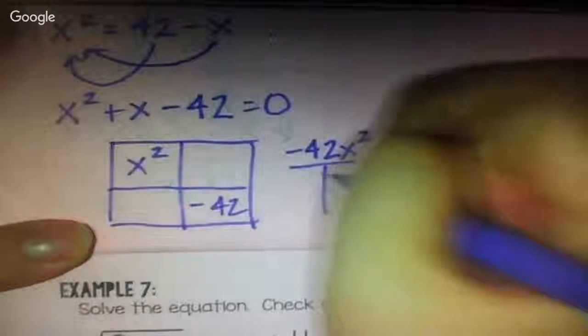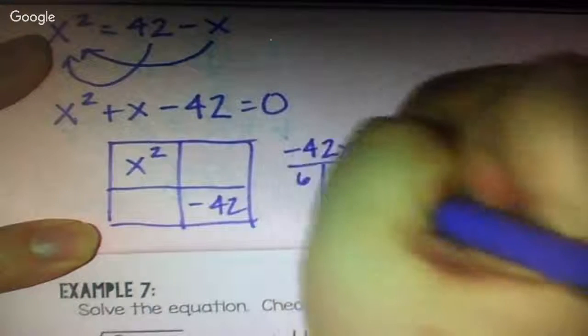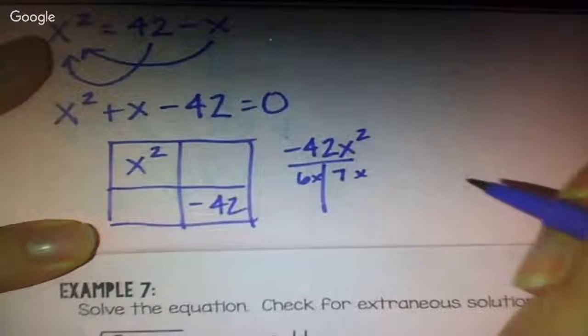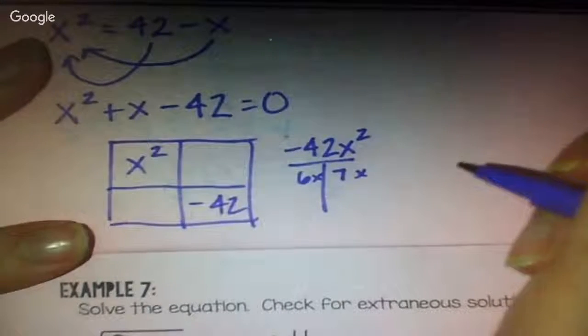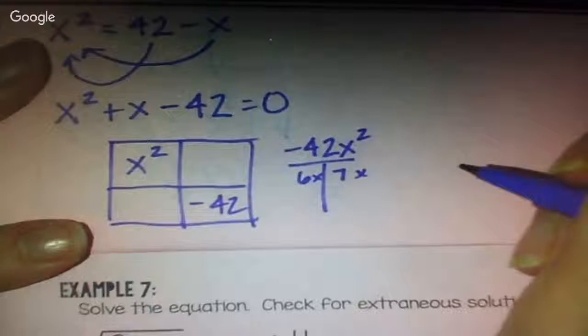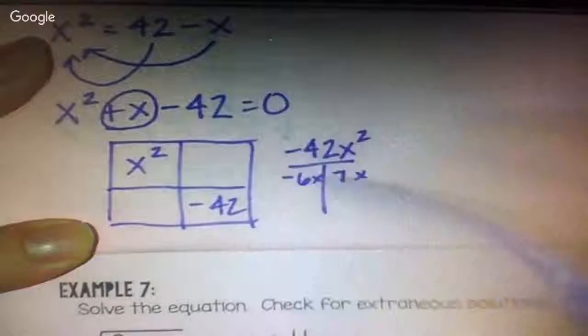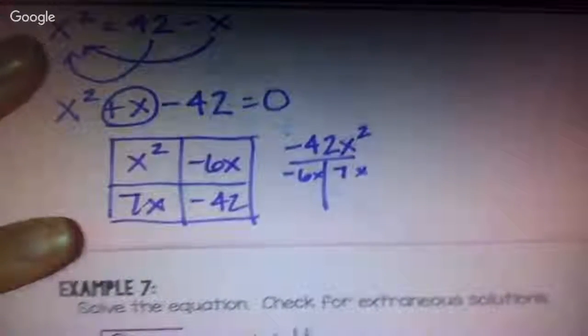Box method tells me that I put x squared here, negative 42 here. I need factors of negative 42 x squared. 6 and 7. Which one's negative? Why is the 6 negative? Good. I want it to equal this, so it has to equal a positive 1, and positive 7 minus 6 gives you that. So one of them goes in one box, one of them goes in the other. Doesn't matter which one goes where.